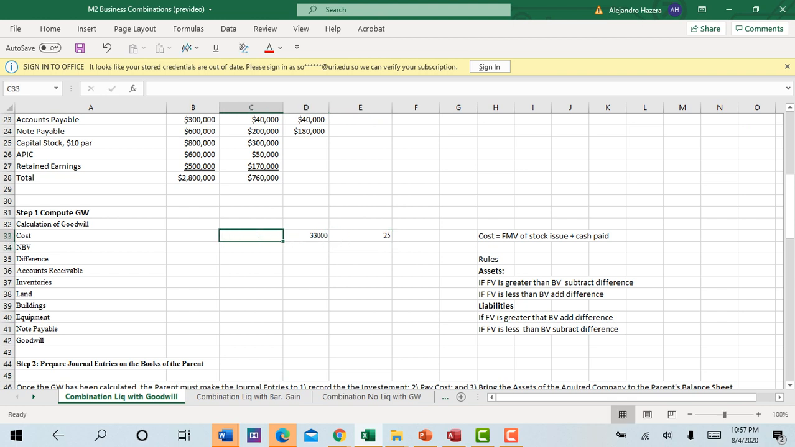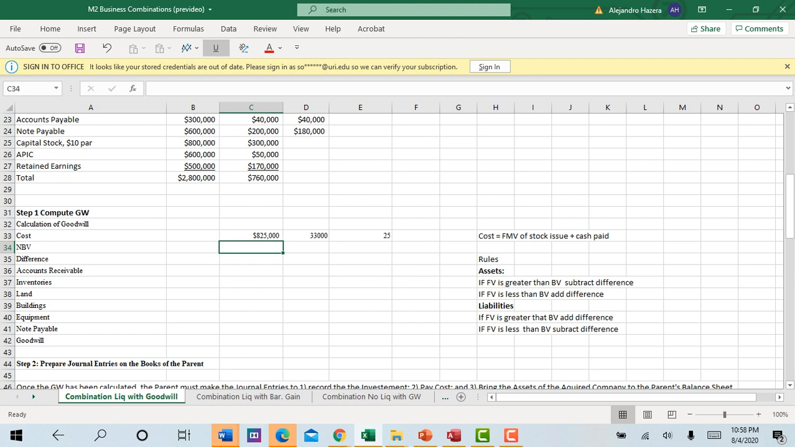So the cost to the parent is equal to 33,000 times 25, $825,000 is the cost of the subsidiary to the parent. Okay, and so the next step, so that's step number one. The next step is we have to compare the cost with the net book value.